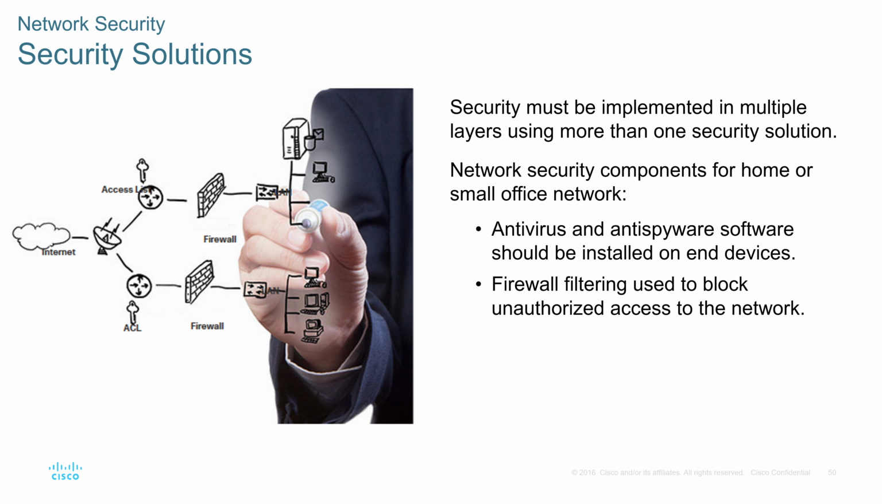The security solutions for those external and internal threats can be implemented in multiple layers using more than one security solution. Network security components for home or small office networks can be antivirus and anti-spyware software installed on end devices. Intermediate devices such as routers can have firewall filtering built into them, or you can have a separate firewall device that can be used to block unauthorized access to the network by monitoring ports as well as users.